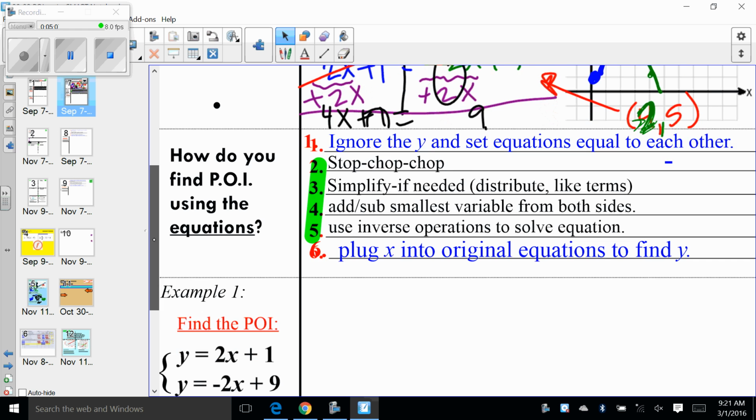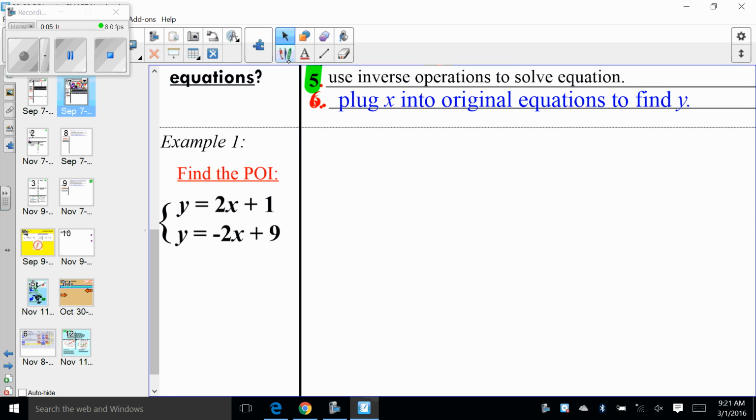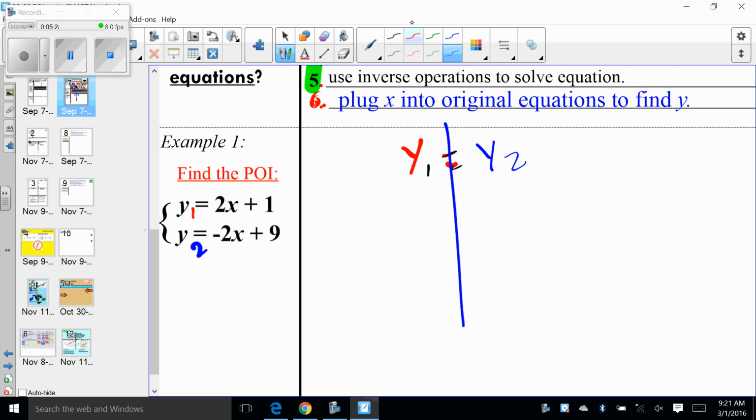Okay, so finding the point of intersection with equations. I think you'll like this, especially those of you that like the hand method. It's a lot easier than setting up a graph looking for the point of intersection. So we have the first equation equal to the second equation. We want to know, when does y1 equal y2? The y1 value is equal to 2x plus 1. The y2 value is equal to negative 2x plus 9.